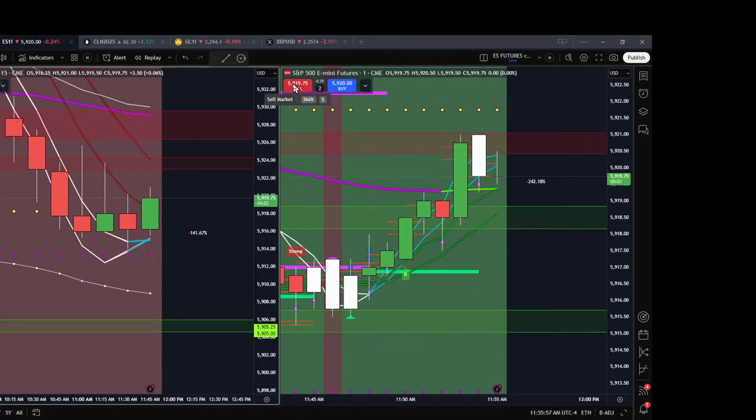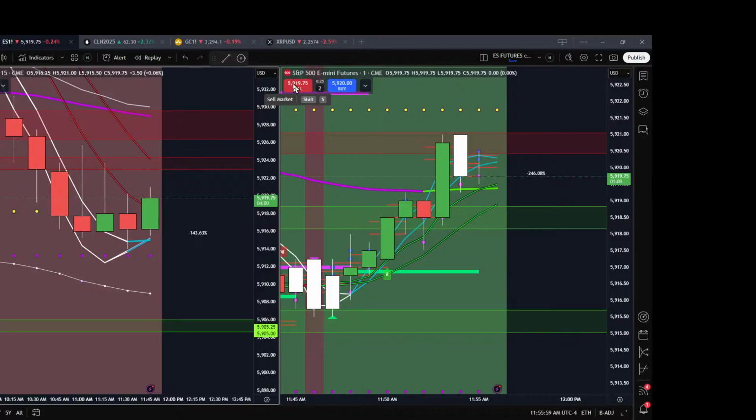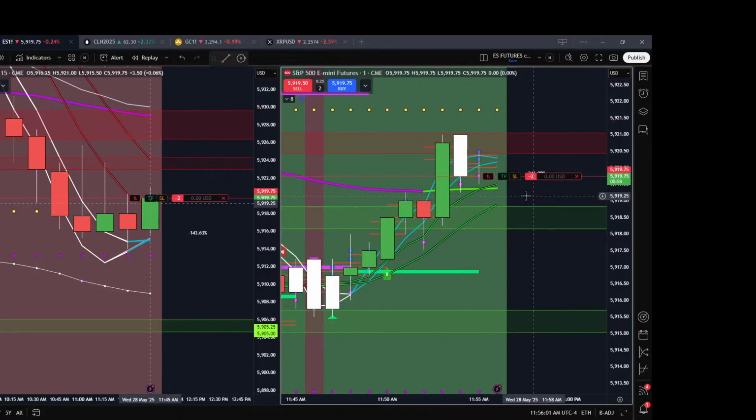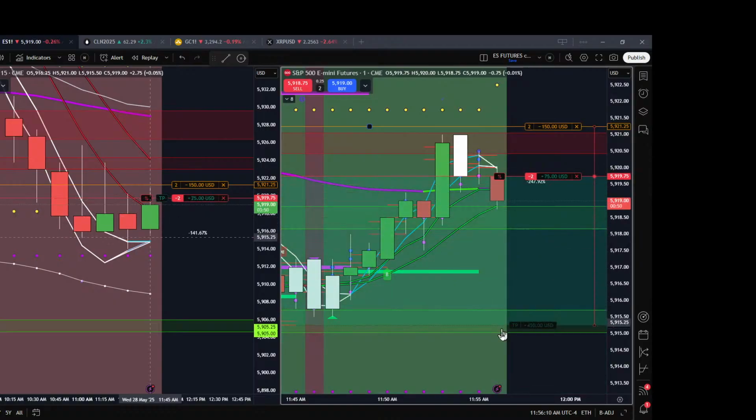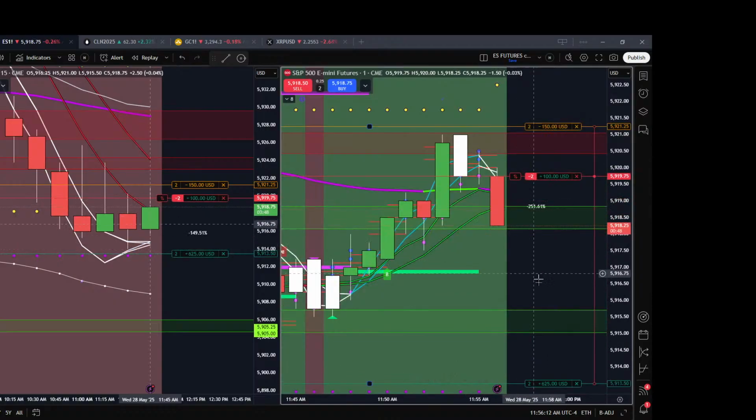So if this one closes below, boom, I'm going to sell. And I'm going to put my stop loss above the pivot. I'm still fighting a lot of momentum. I'll put profit targets down here at the 1-to-1s. That's your trend trade, guys.